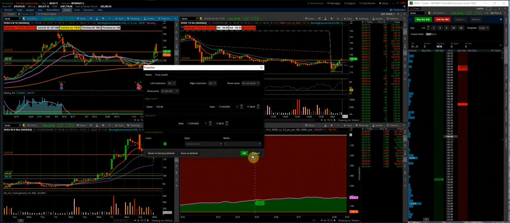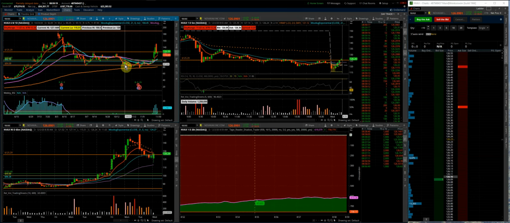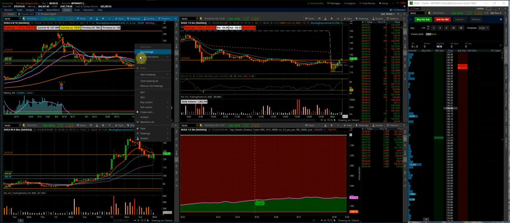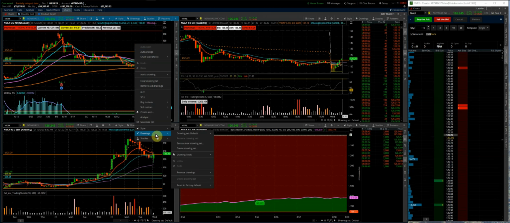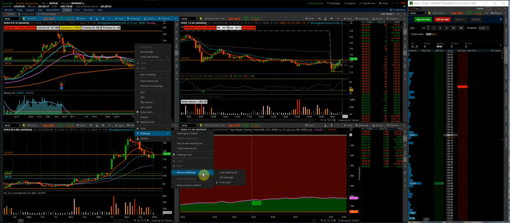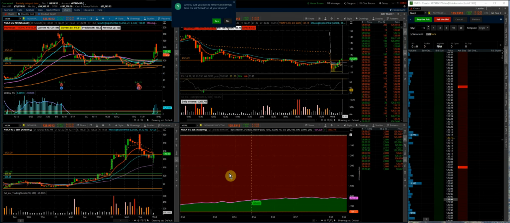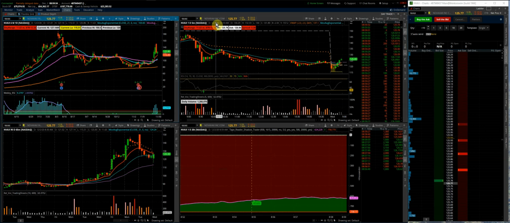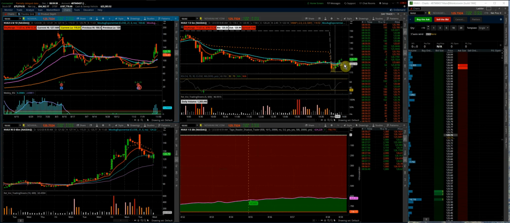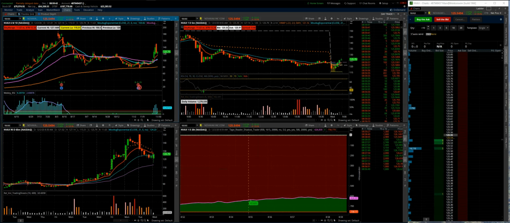Let me get rid of, I have a lot of lines here that I don't care about anymore. These were from a previous trade, so let me see if I can delete them all. Drawings, remove drawings, clear drawing set. Okay, we get rid of that. Okay, that's much cleaner. So now I can see the opening range is right here. So I already missed the opening range breakout on that one.